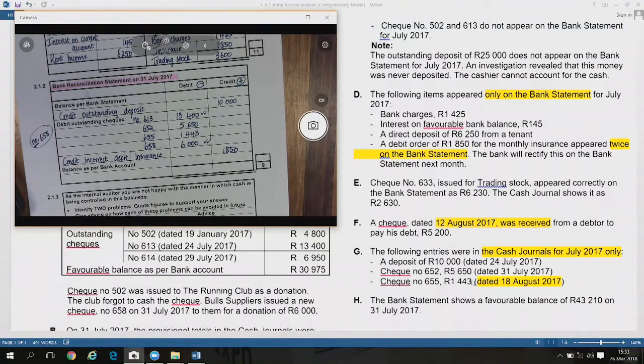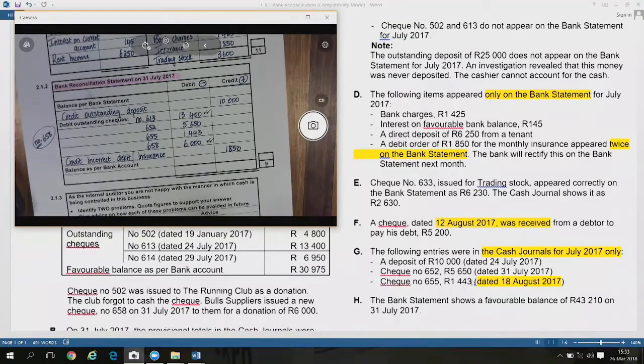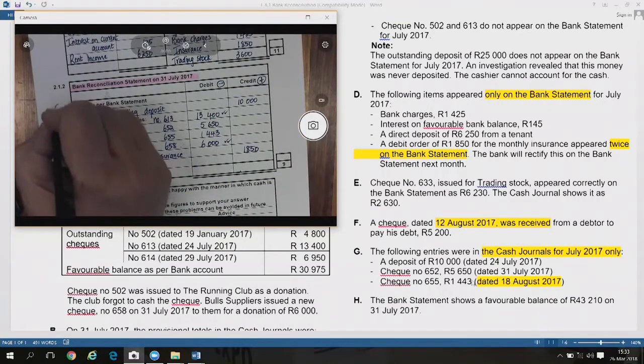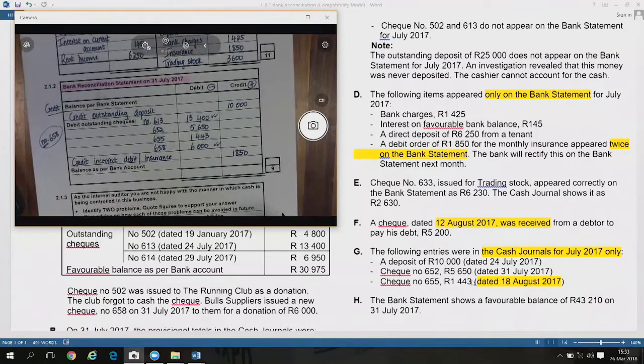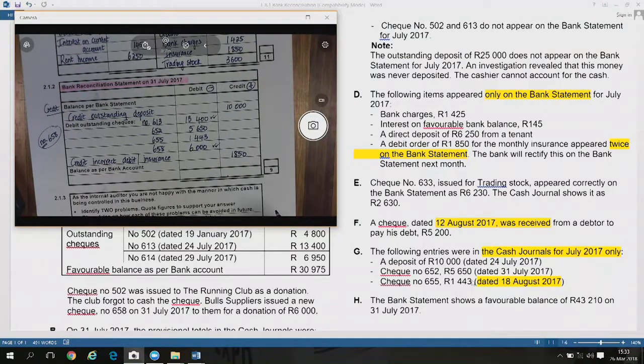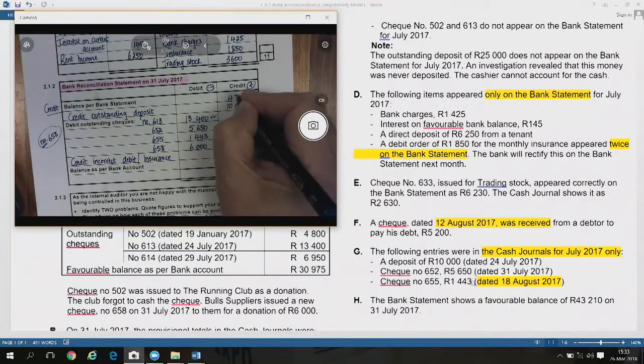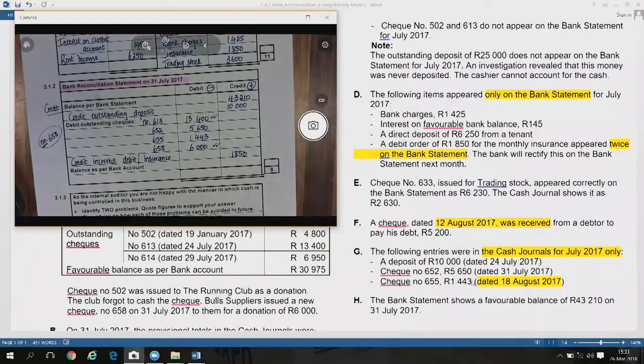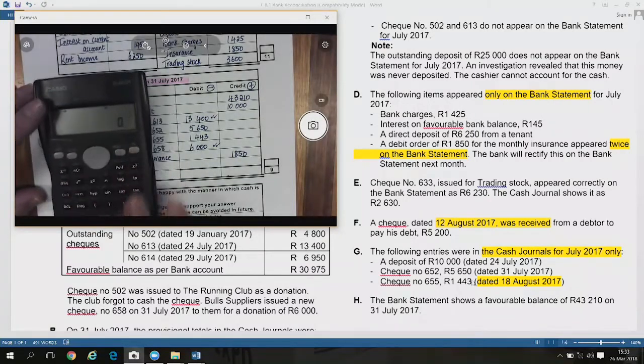The bank shows a favorable balance. Where is the favorable balance? It's credit. I want you to put the credit balance as per bank statement. So a favorable is on the credit side, 43210. And then we are looking for the bank account. And then we must just quickly do the totals on top.